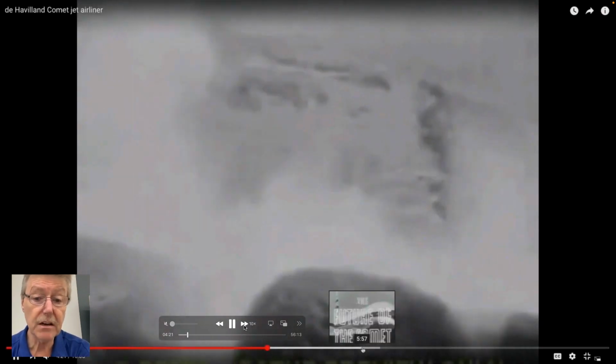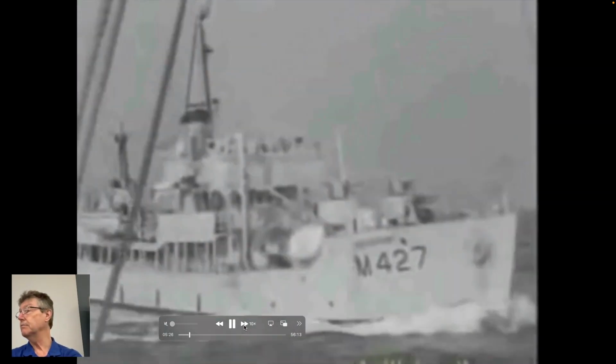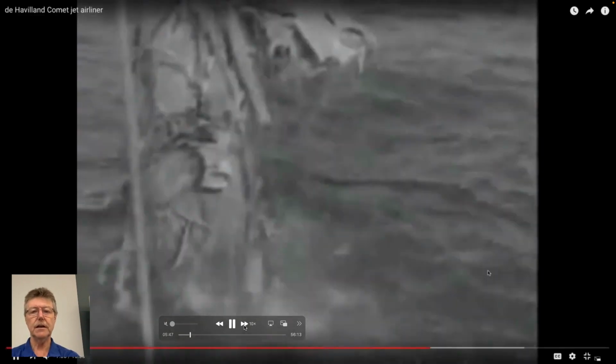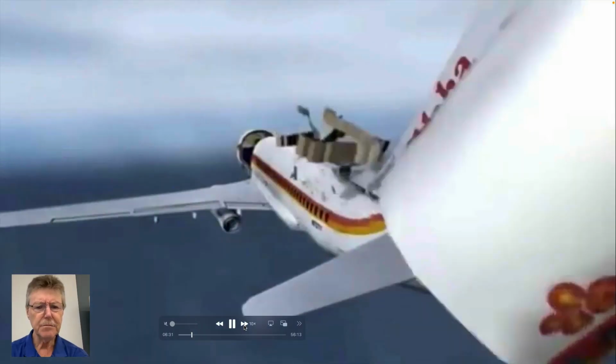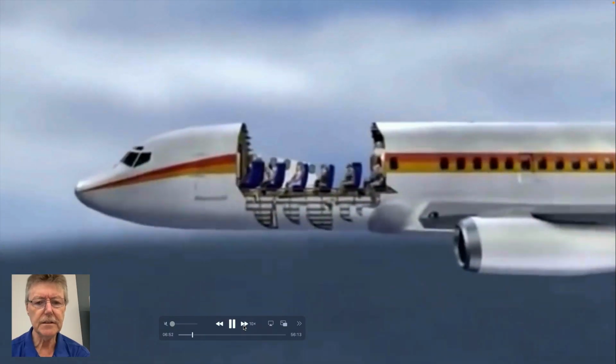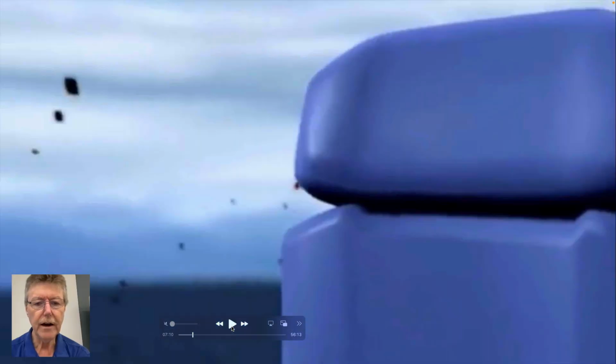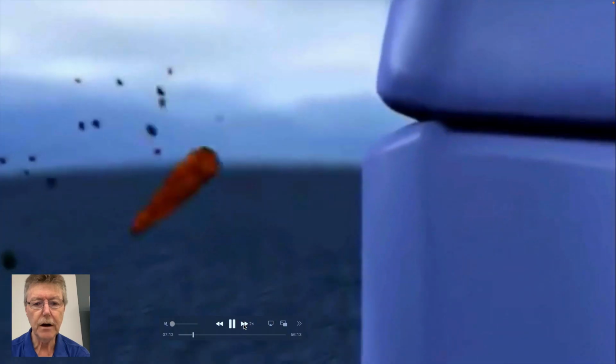And so it was a big mystery until they finally figured out what was going on and redesigned the windows. And of course, if you fly in a jet these days, all windows are nice and oval and round. That's the 1950s. This is much more recent. This is one of Aloha Airlines, and you kind of see what's going on.